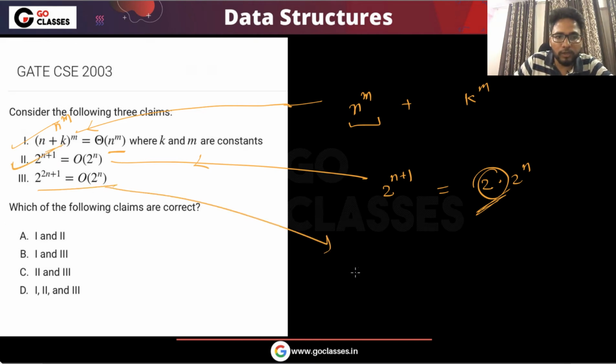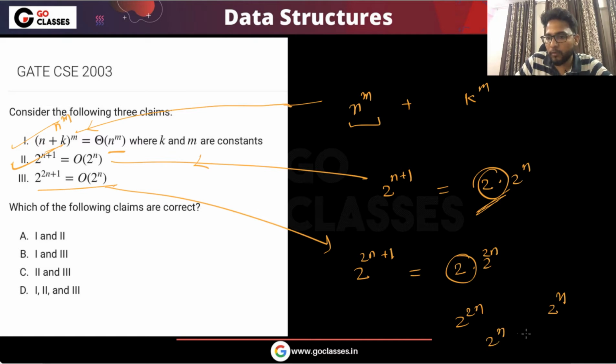What about this? It is 2^(2n+1). Similarly, you can ignore this 1, because you can write it as 2^(2n) and this 2 is a constant, so you can ignore it. Now it is 2^(2n) and the other term is 2^n. Which one is greater? You can divide both sides by 2^n, then this will be 2^n and this will be just 1. So this is strictly greater, and that is why you cannot write big O here. You could write big O like this, saying 2^n is big O of 2^(n+1), 2^(2n+1) or whatever, but this is wrong. So 1 and 2 are true. So A is the correct answer.